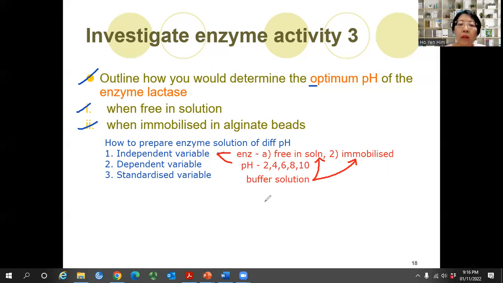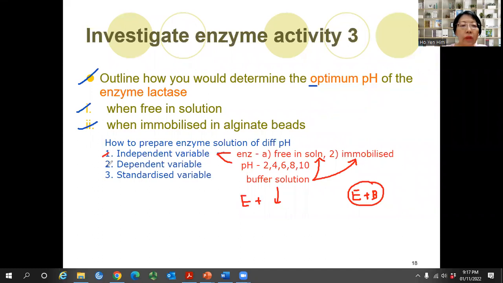What you need to do is mix the enzyme with the buffer solution. For the enzyme that's free in solution, you can just mix the enzyme with the buffer solution. But for the immobilized enzyme, we must immobilize the enzyme together with the buffer solution within the alginate beads. So this is the pH that we prepare.